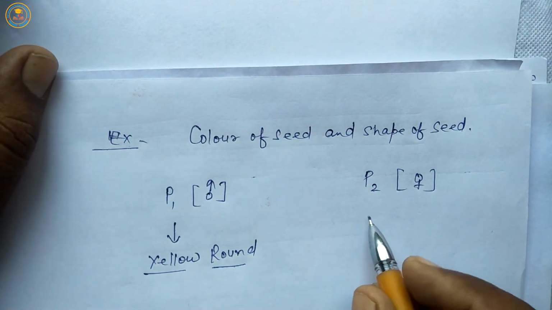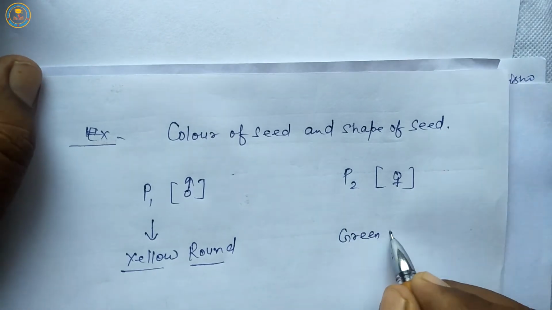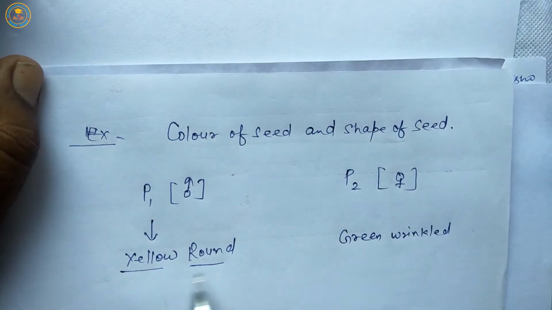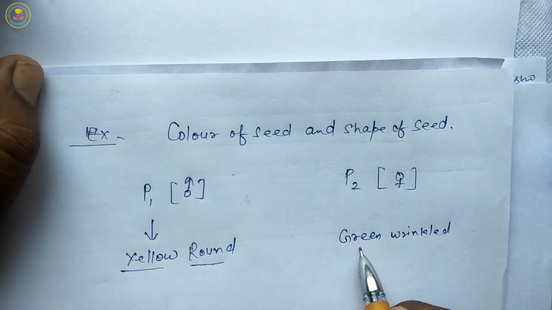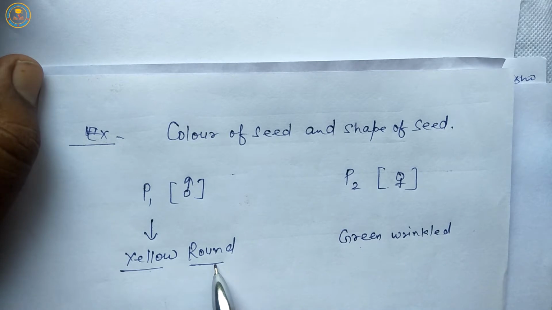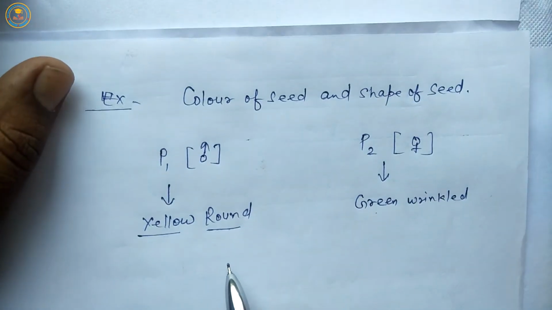Second is the green wrinkled plant. Yellow is the color of seed, green is also the color of seed. Yellow is dominant, green is recessive. Round is the shape of seed, it is the dominant character. Wrinkled is the shape of seed, it is recessive.